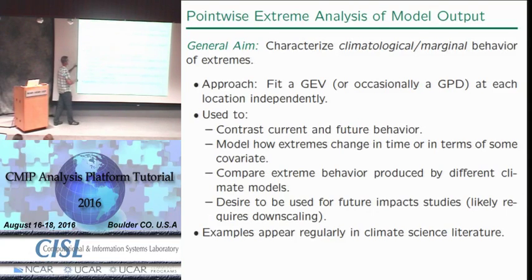So what's typically done is you fit a GEV or a GPD at each location independently, and this is easy to do. You can imagine setting up a for loop to do exactly what I did over the continental US, right? And this is used to contrast current and future behavior and just say something about what this climate model says about extreme behavior. And it's easy to find examples of these types of analyses in atmospheric journals, in Journal of Climate and so forth, right?